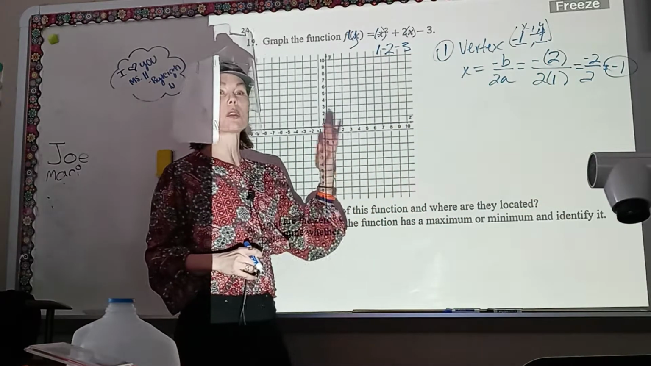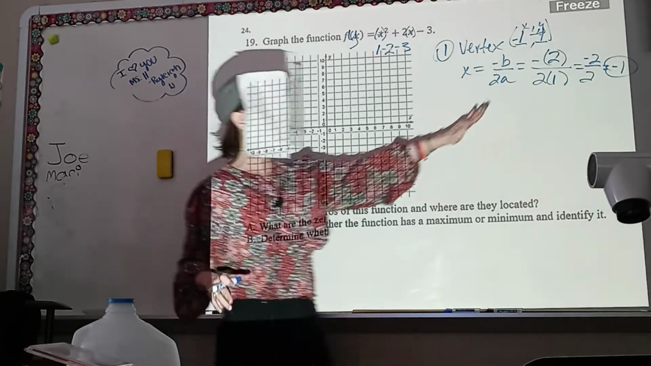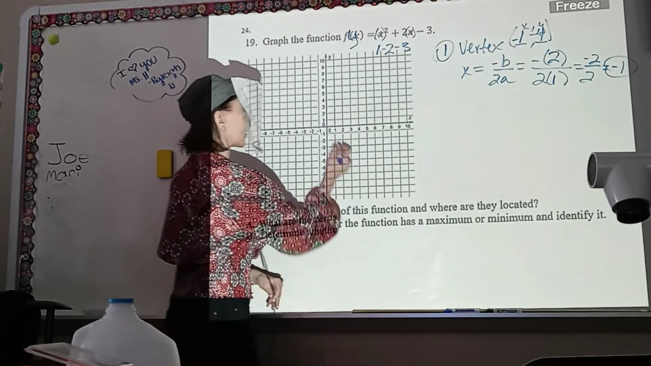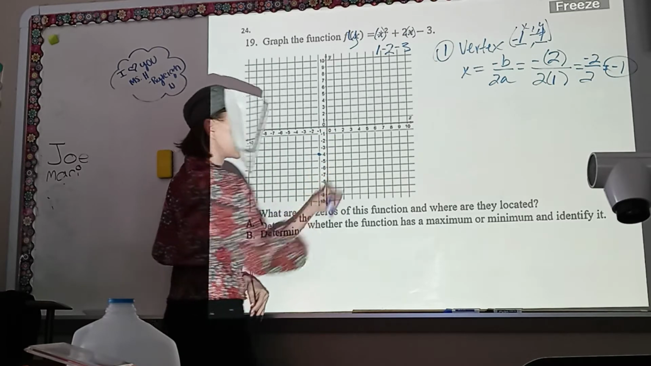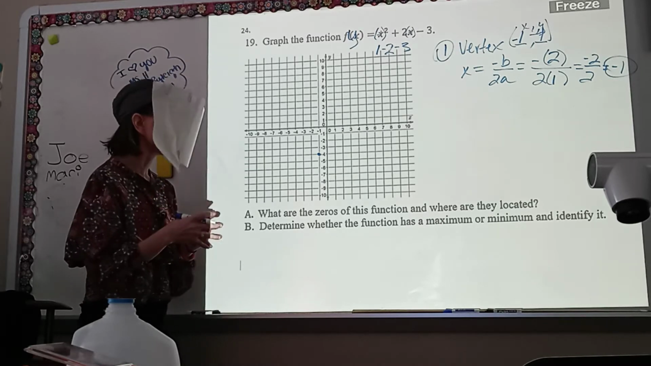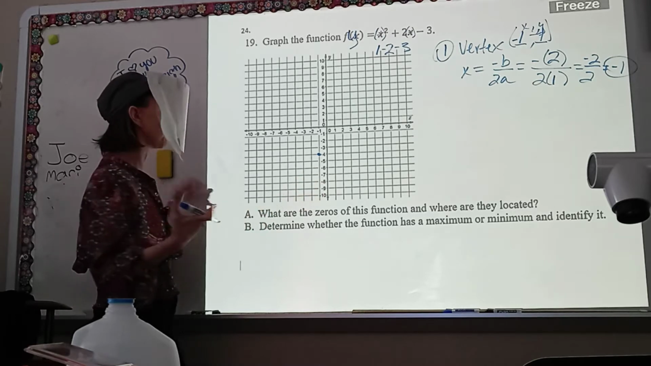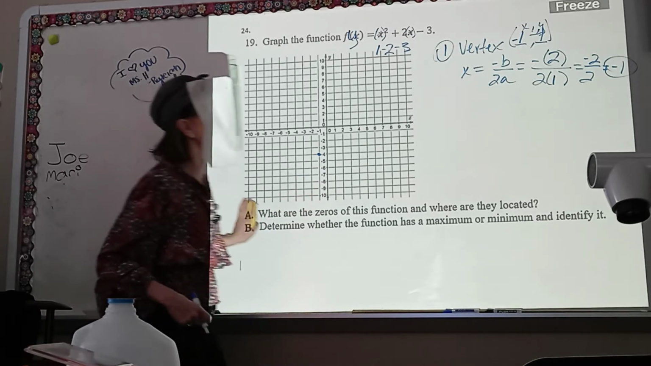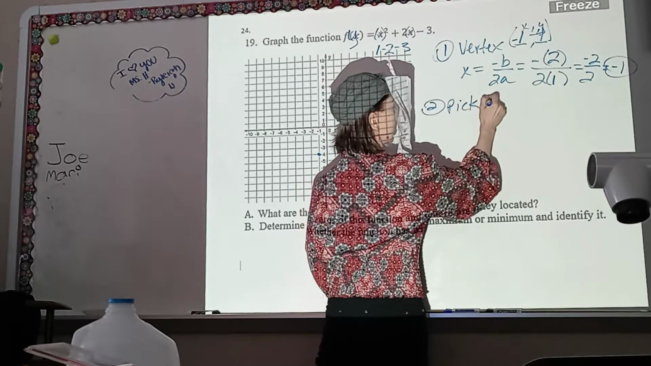Now we know what the vertex is, so now we graph it. We have to graph negative 1, negative 4. So we go negative 1, down 1, 2, 3, 4, and put your dot. So guys, that's your vertex. That's at the bottom of the parabola, and now we have to pick 2 points, right? Step 2 was pick 2 points.